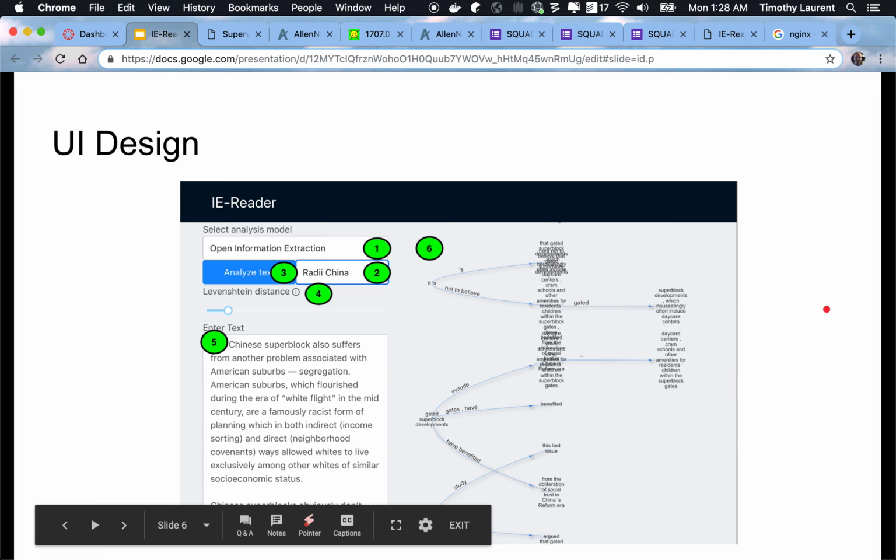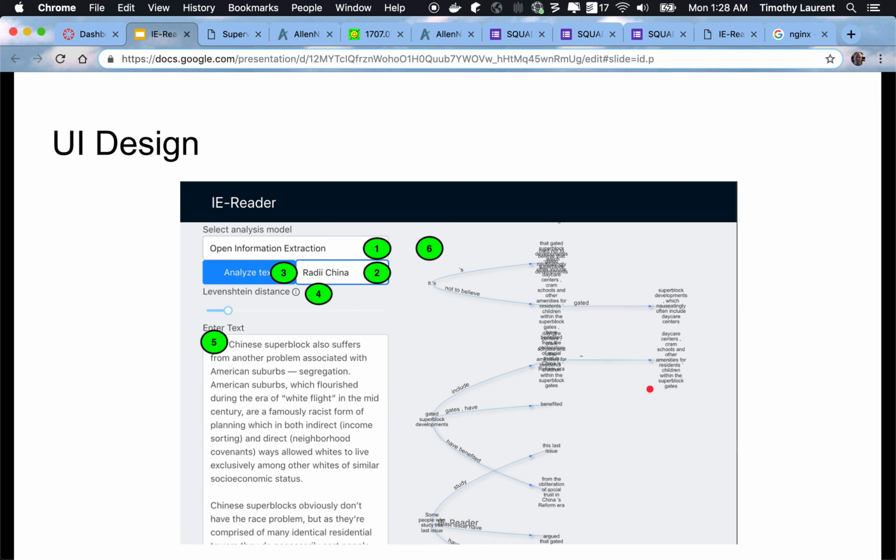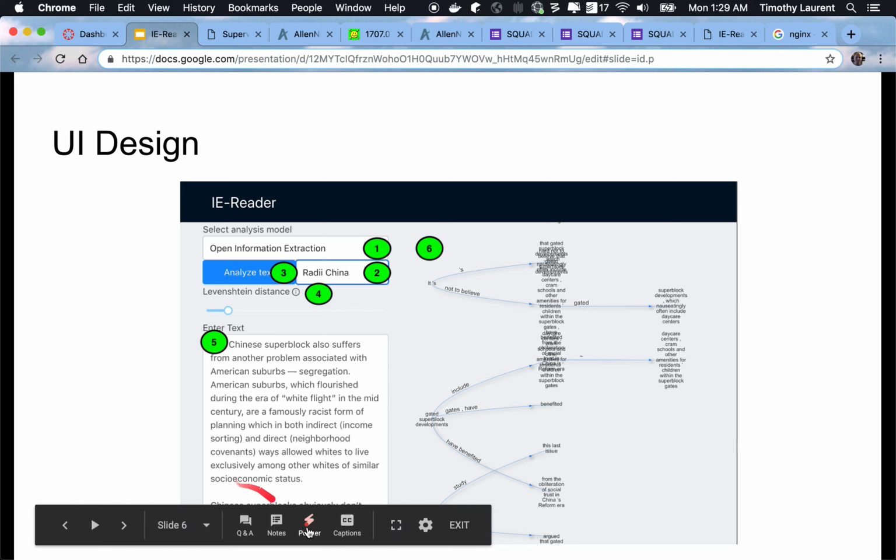So here's a screenshot of the UI design of the application. Here we have a model selection widget. It's a drop down. Right now there's only one model, but there is a place to add more in the application. Here is a drop down that contains links to pre-made demo texts that we can fill the text with. Here's the text box. You can paste in any text you'd like.